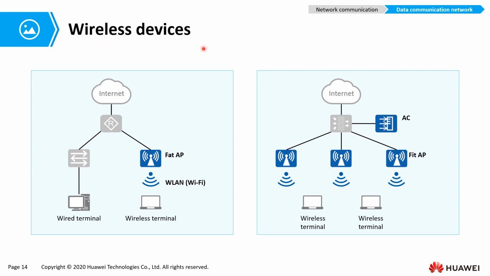Wireless devices. You can see we have two devices, such as the FAT access point and the FIT access point. The FIT access point works dependently on an access controller, and the FAT access point works independently. That means we can configure the FAT access point separately without needing an access controller.